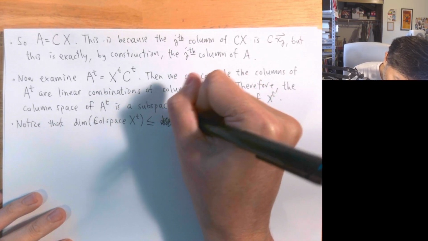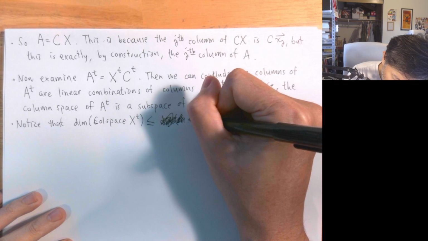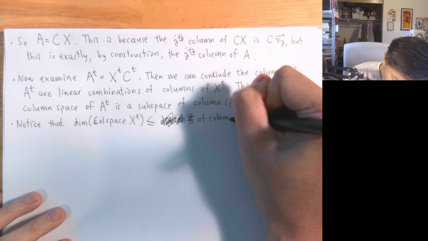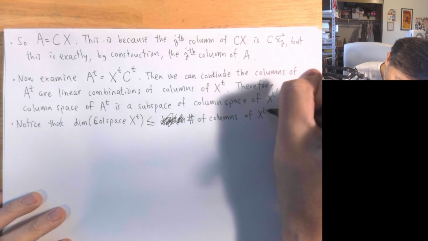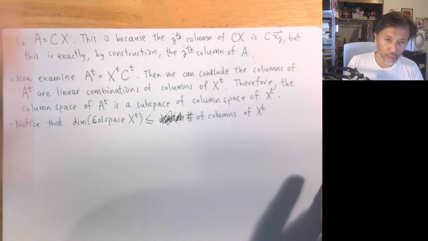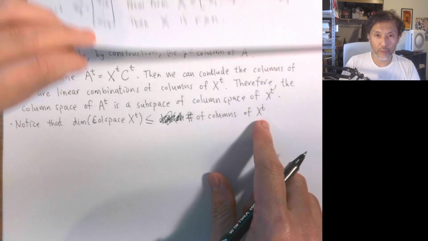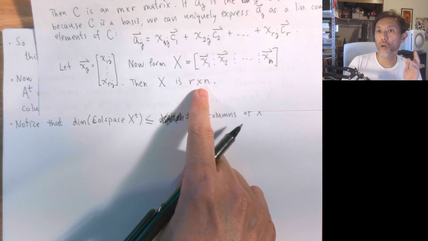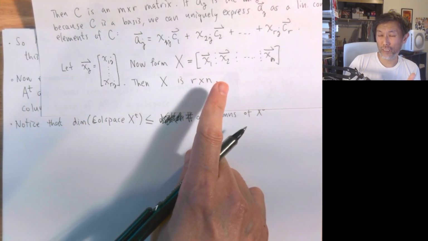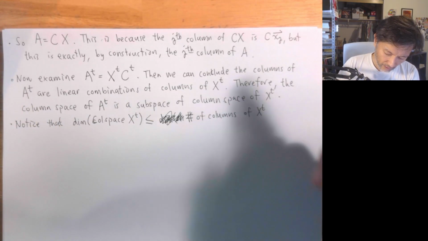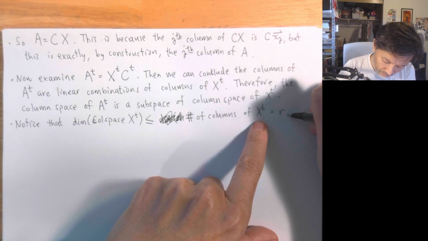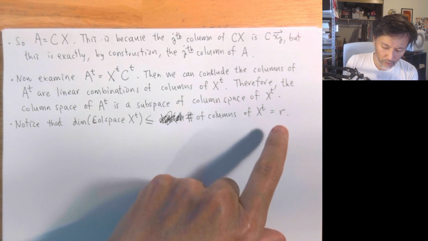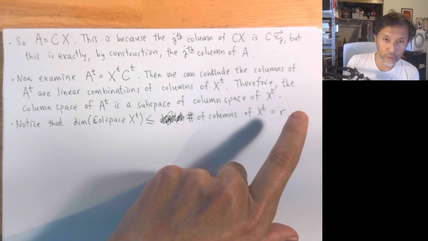Sorry. This is less than or equal to the number of columns of X transpose. But what is the number of columns of X transpose? Remember, X was R by N. So X transpose is N by R. So this is equal to R. The dimension of the column space of X transpose is less than or equal to R.